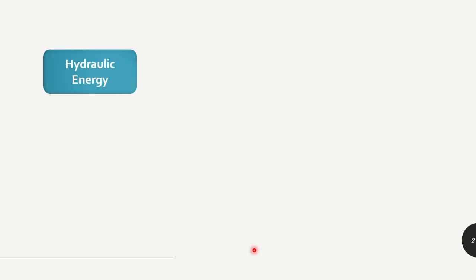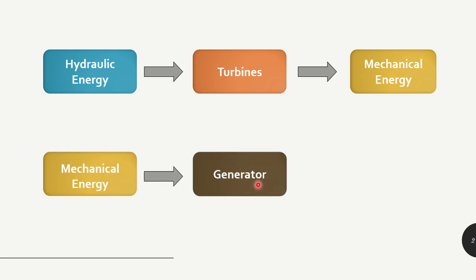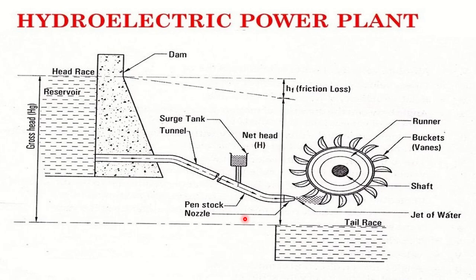I have a flow chart for you. As I've told you, we first have hydraulic energy, nothing but water. That will be the input for your turbines. Your turbines take the water as input, they rotate and give out mechanical energy. This is the flow chart related to turbines. The same mechanical energy, the output of the turbine, will be the input for a generator, and it will convert it into electrical energy. This is how the steps go on.